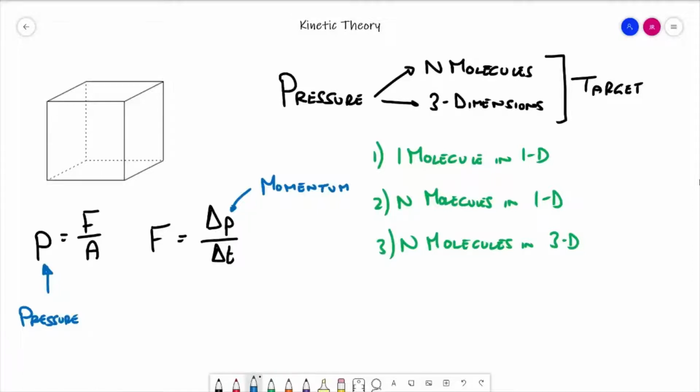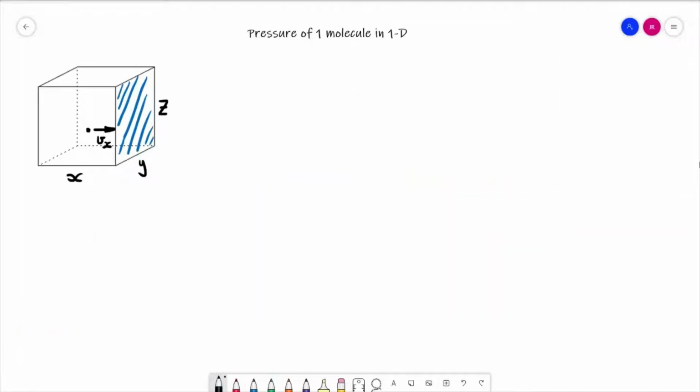Now, in order to look at 1 molecule in 1 dimension, let's take our molecule here and let's say that it's moving in this direction with a velocity of Vx. So let's define that as the x dimension, that as the y, and that as the z. And therefore, at first, we're just going to look at the pressure that 1 molecule puts on that one particular wall that I've shaded in blue of the container. So let's have a look at the pressure of this molecule then.